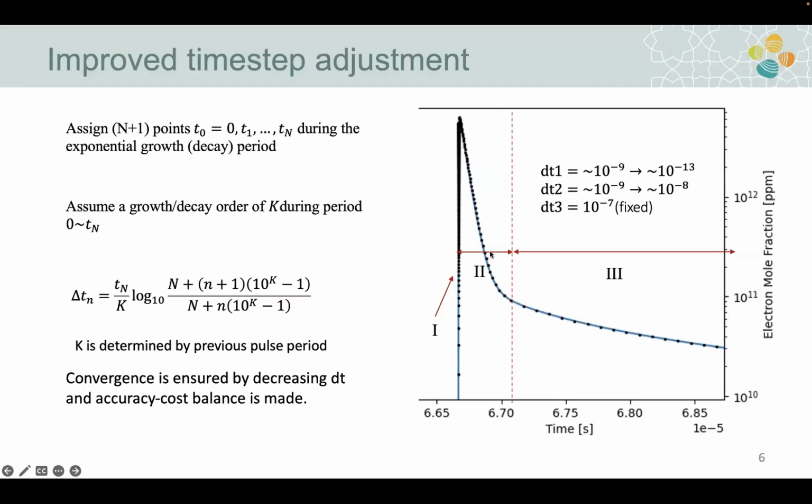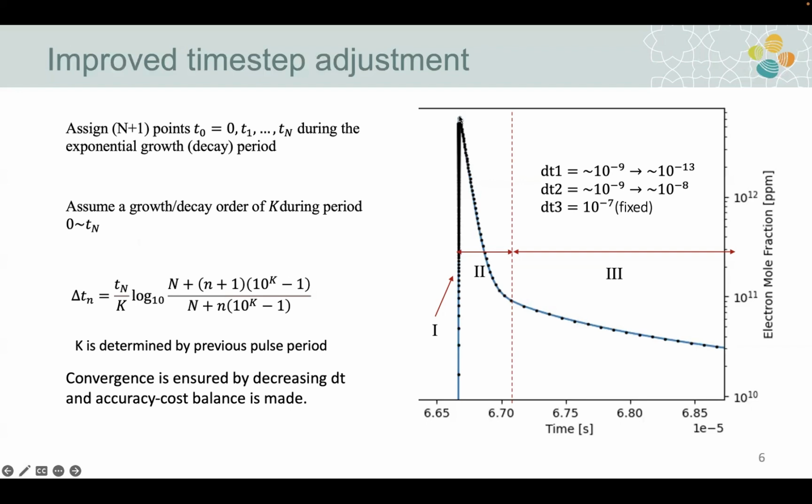This figure represents the dynamic time step used by ChemPlasKin. Each black dot represents a time step. During the pulse, because the electron number density increases exponentially, we also logarithmically reduce the time step, then relax it to a bigger value. Then we use a fixed one. So we have dt1, dt2, and dt3. We assume a growth or decay order of k during the period 0 to Tn. Tn is the peak of the electron number density.